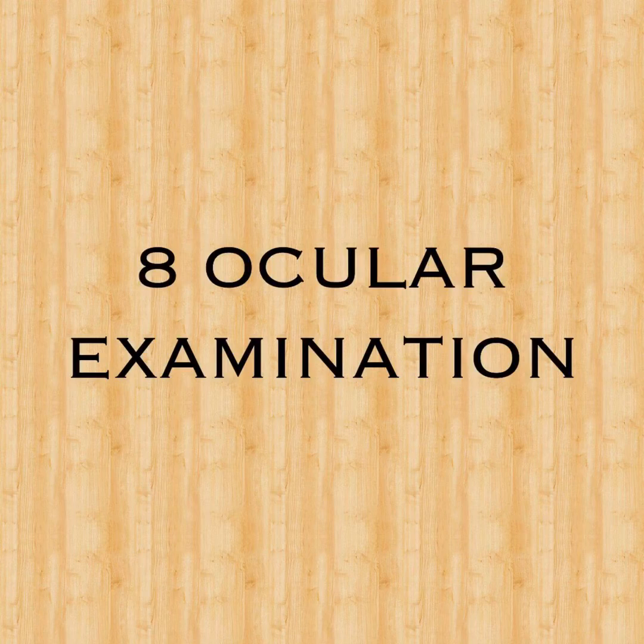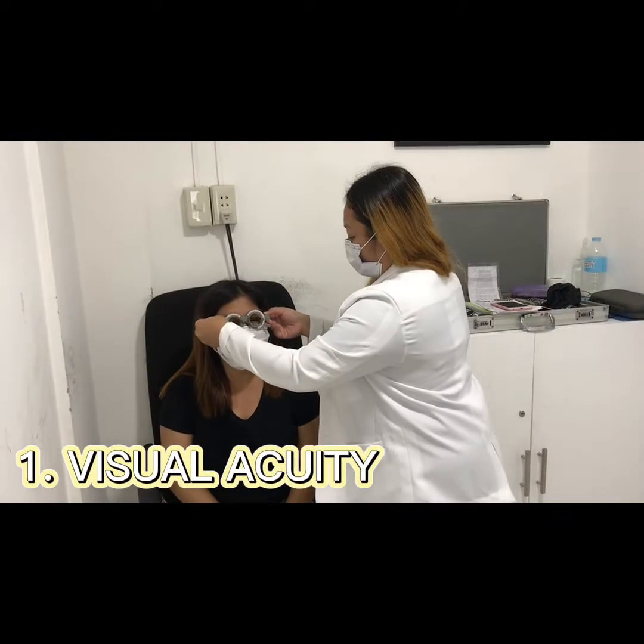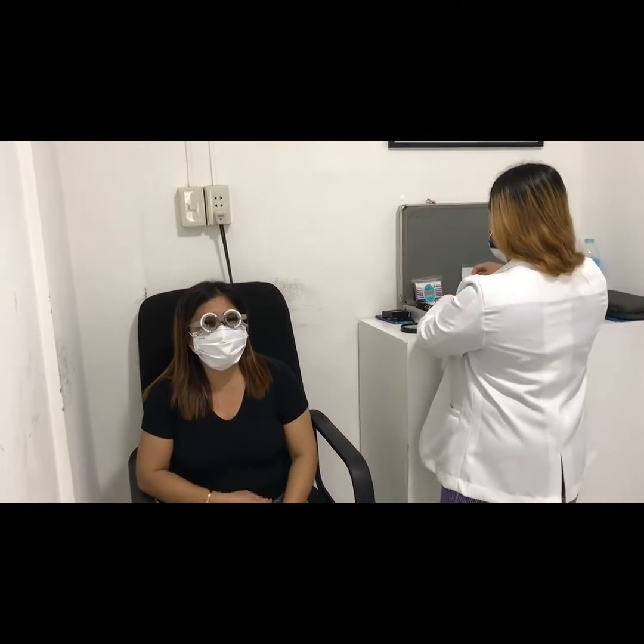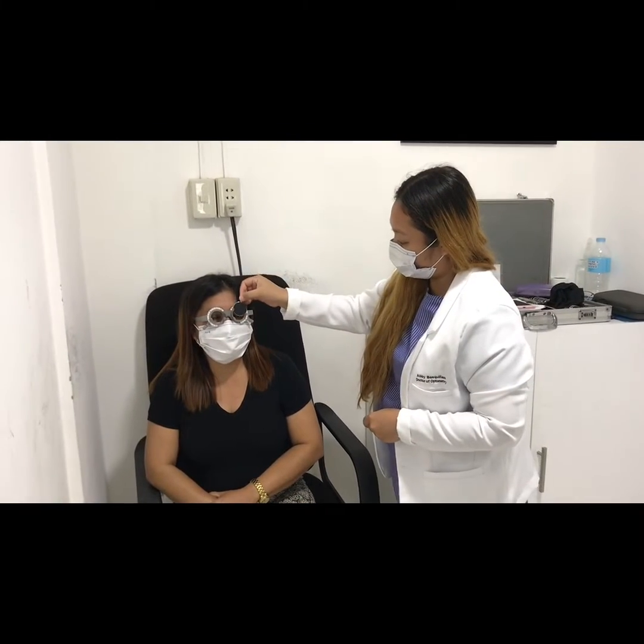Ocular examination. Number 1, visual acuity. For visual acuity, I will use Snellen chart for distance, and for her visual acuity at near, I use Geiger chart.